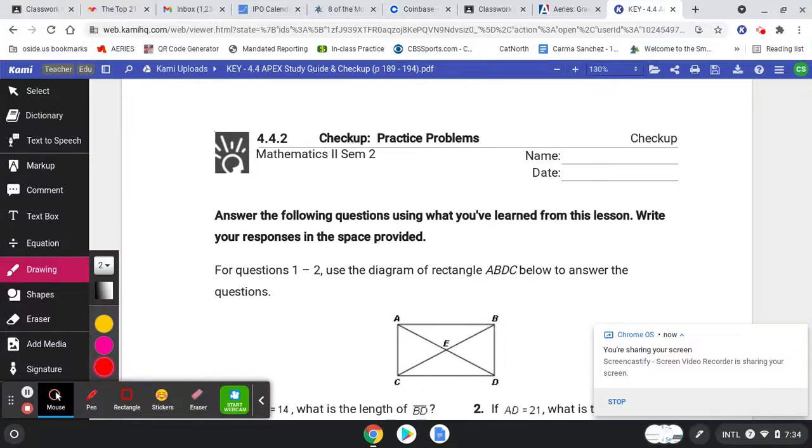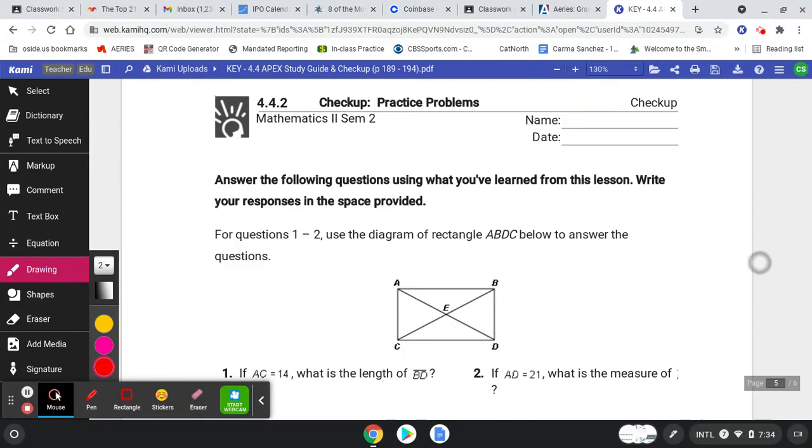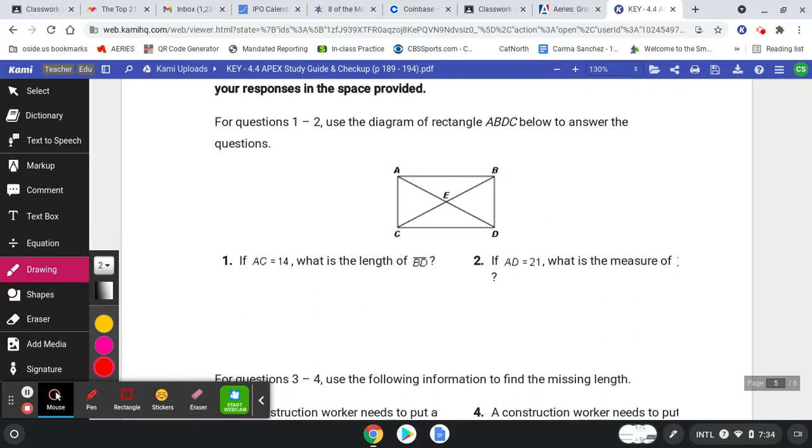Okay, super quick checkup here. We're going to go through some examples of what we can do with rectangles now. So notice first it's asking us if AC equals 14. So that's this little side over here. So go ahead and label it as 14.